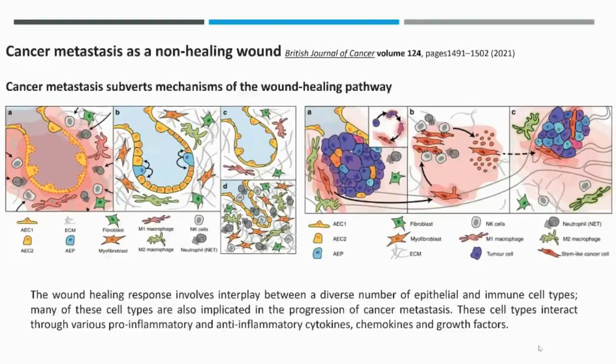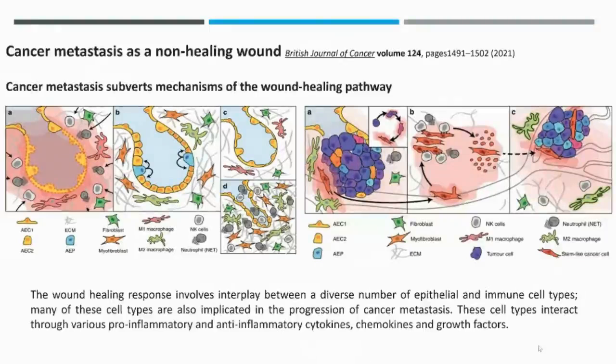So the recent publications have demonstrated a significant overlap between cancer metastasis as well as non-healing wounds. So that is another area that my lab is trying to focus on at this point of time as well. So what are some of the key drivers that play a unique role in an overlapping feature within a cancer metastatic event as well as a chronic non-healing wound?